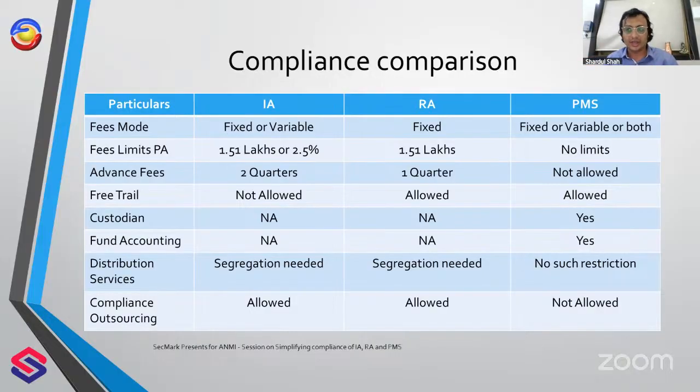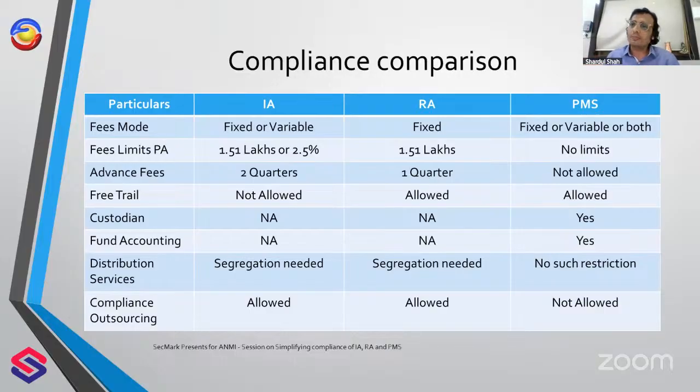However, under research, there are more stringent restrictions. Earlier, it was not there. The restriction has come recently, where the fees are capped at rupees 1,51,000 per annum per client family. There is no such limit with regard to the PMS.